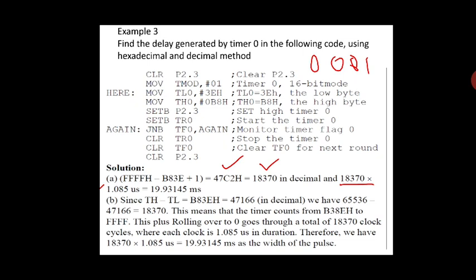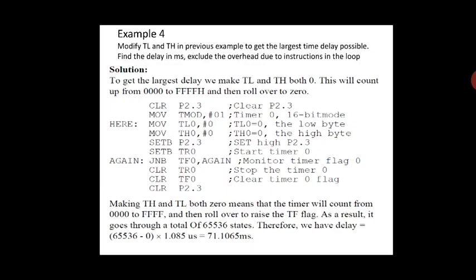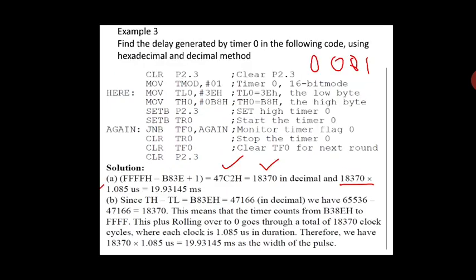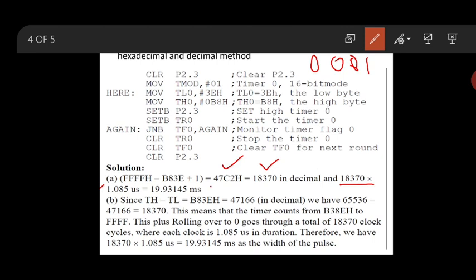TH to TL will be loaded with B83EH, and it's 47166 as a decimal value. Now instead of FFFF, if you convert it into decimal from your calculator, you'll get 65536. And you convert this B83EH, and you'll come up with 47166, meaning 65536.